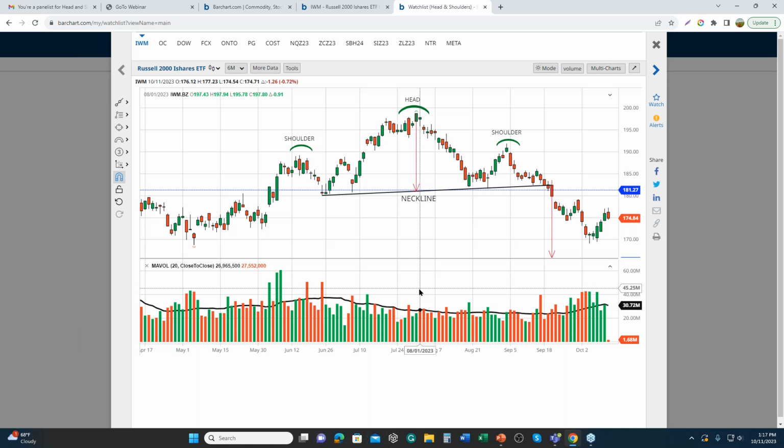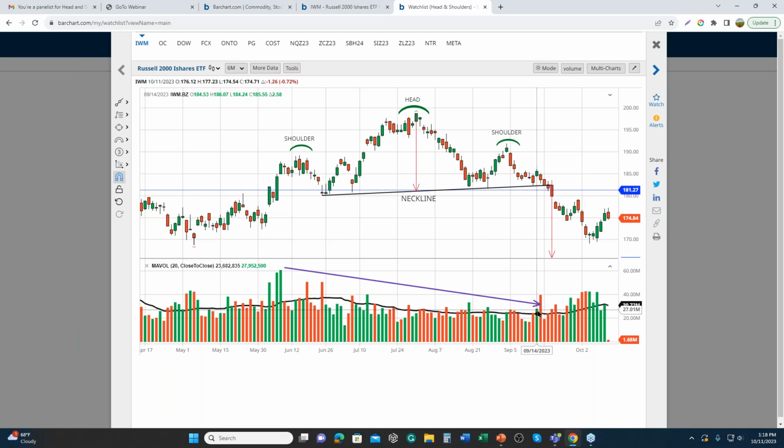Now take notice of the volume profile here, right? Our volume profile throughout our process is decreasing. That is key to a good head and shoulders formation as price is transitioning from one trend to another. Notice that we do see a blip up in volume as we're breaking through our neckline.